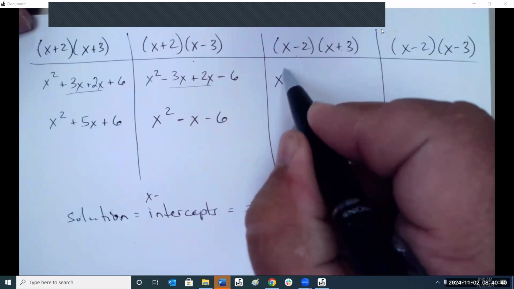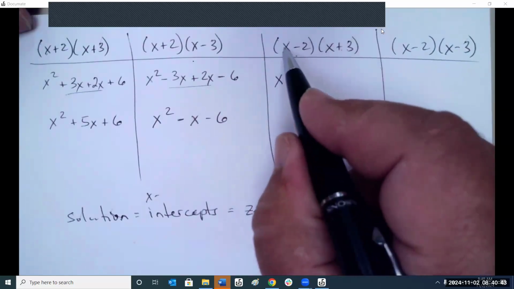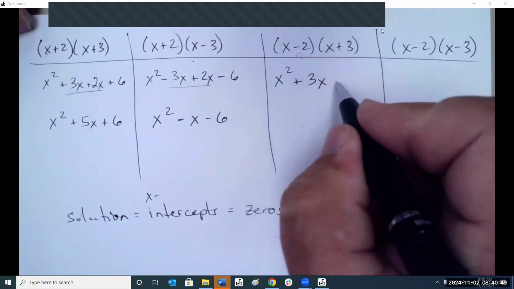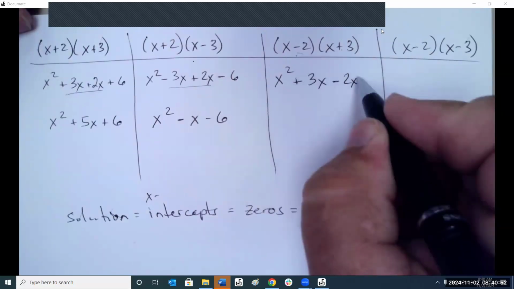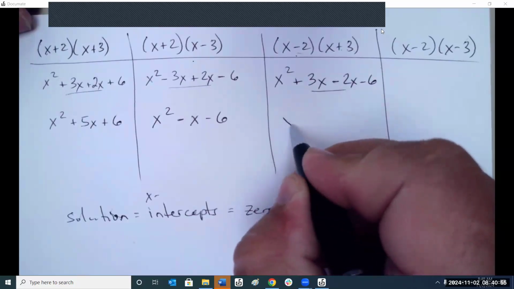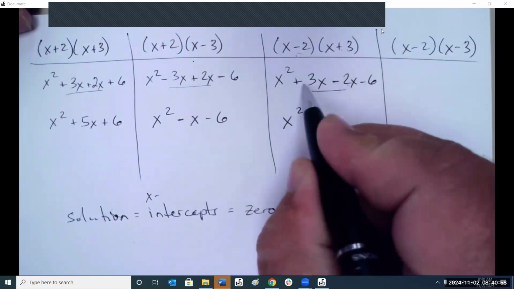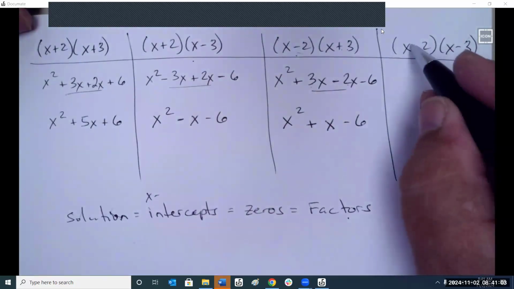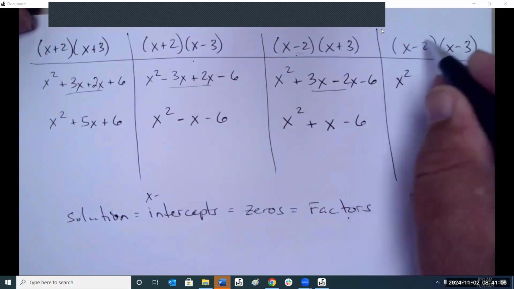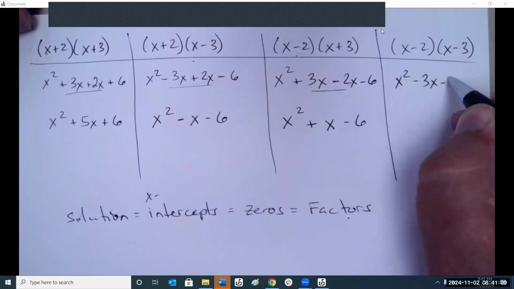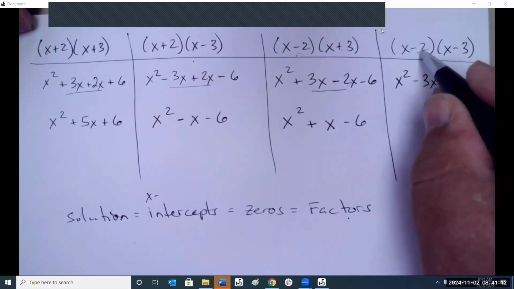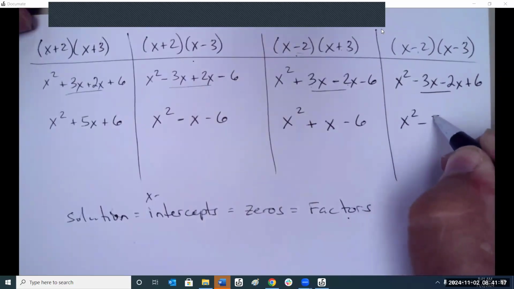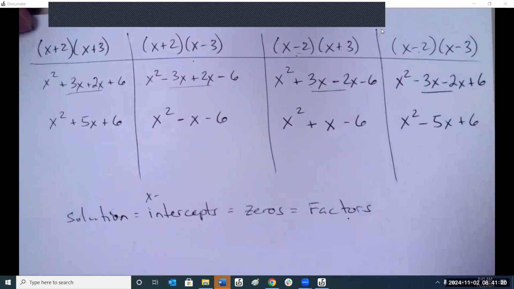X times x is x squared. Positive, positive is a positive 3x. Negative times positive is a negative 2x. Negative 6. Combine like terms. 3 is bigger than 2 and is positive. 3 minus 2 is 1. So we have x squared, negative 3x, negative 2x. Negative and negative is a positive. 2 times 3 is 6. So it's x squared minus 5x plus 6.